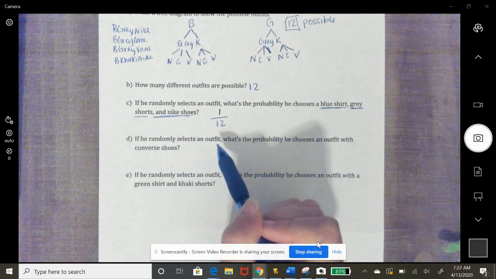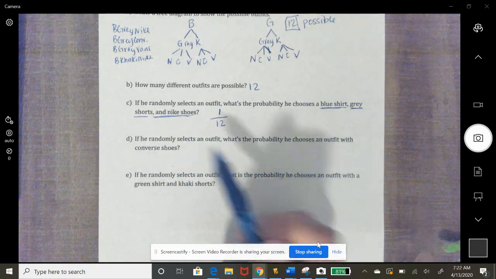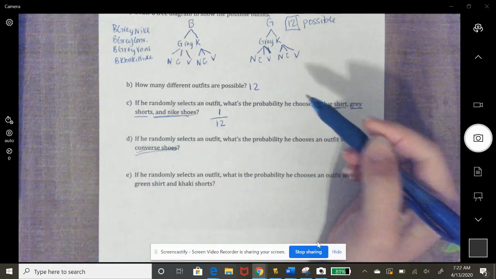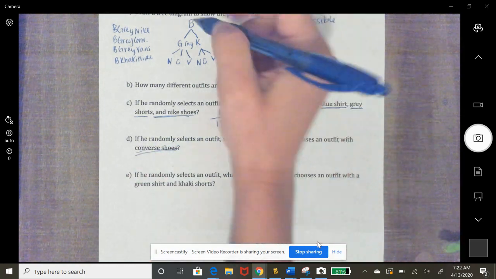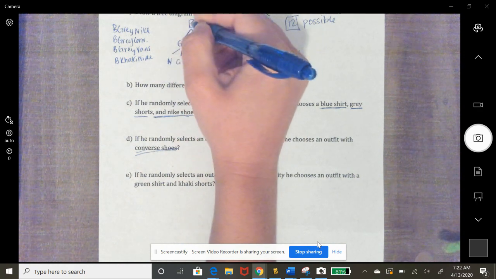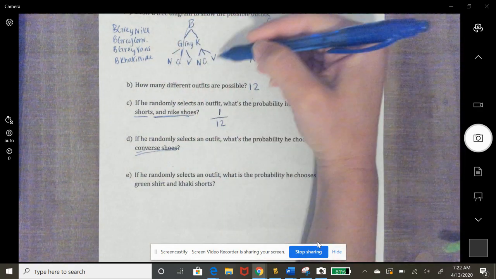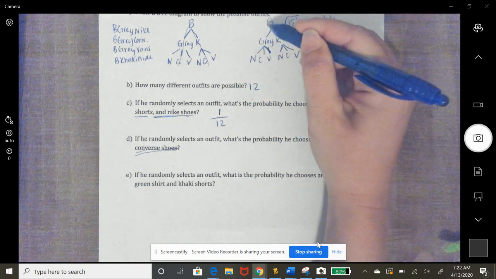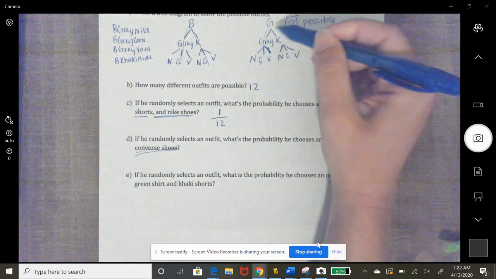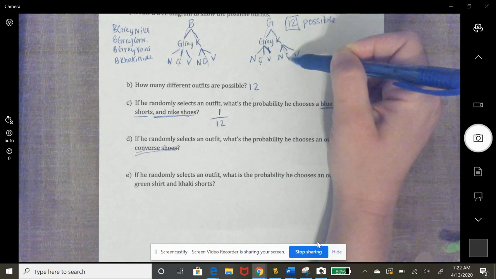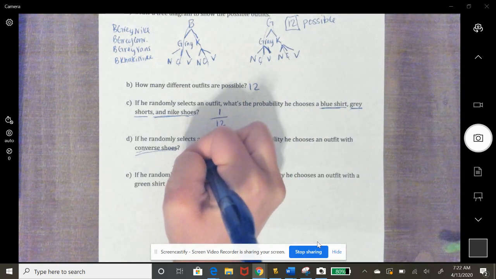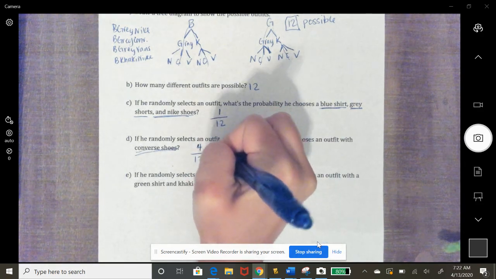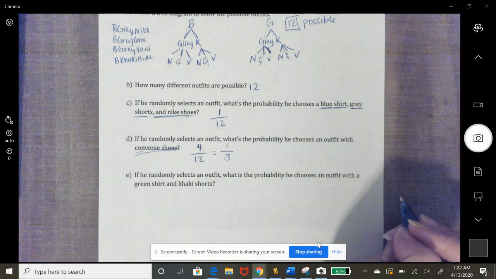So if he randomly selects an outfit, what's the probability he chooses an outfit with Converse shoes? So we need to figure out how many outfits contain Converse shoes. Okay, well, I see a C right there, so there's 1. Okay, I see another C there, so there's 2. Over here, okay, there's 3 and 4. So there are 4 outfits out of 12 that have Converse shoes. Or if you simplify that, that would be 1/3.